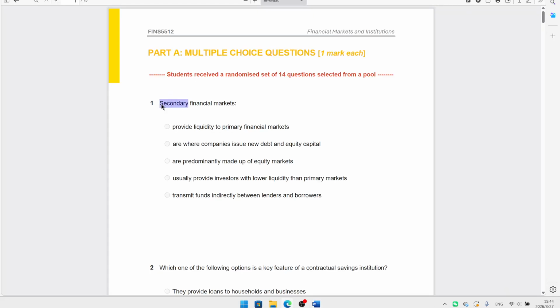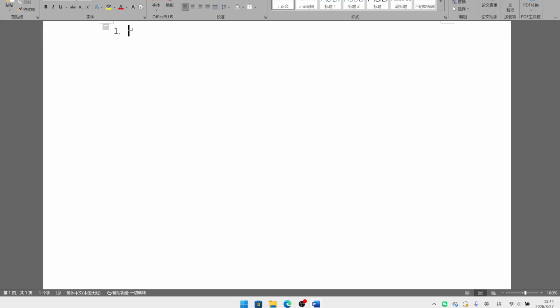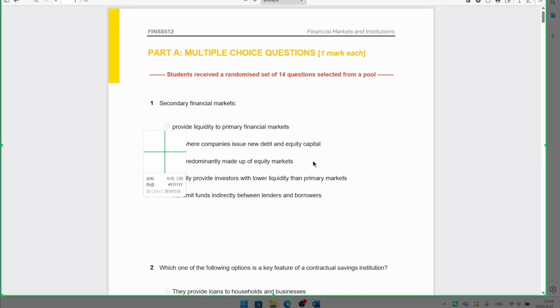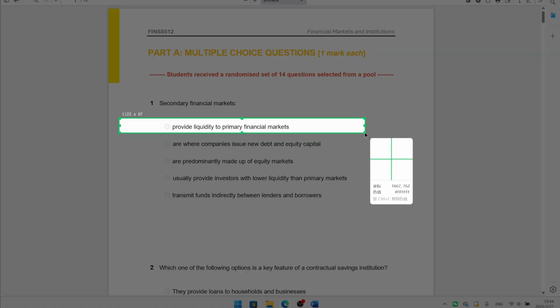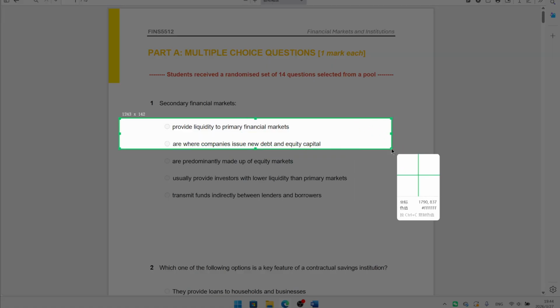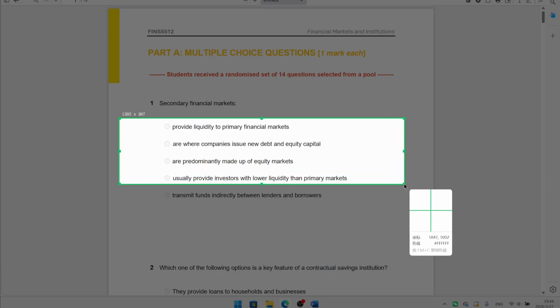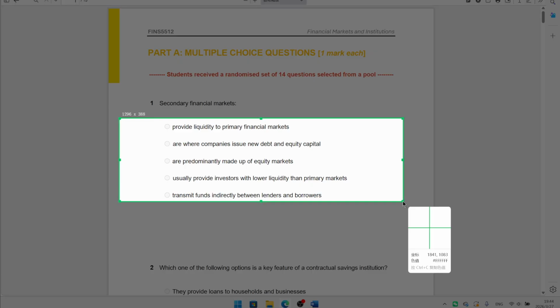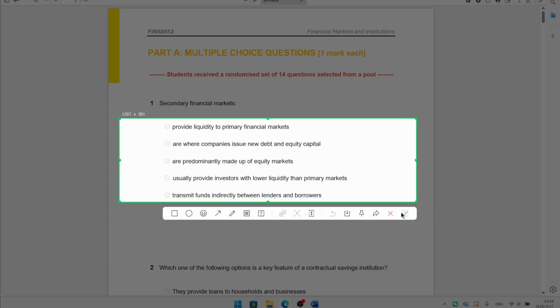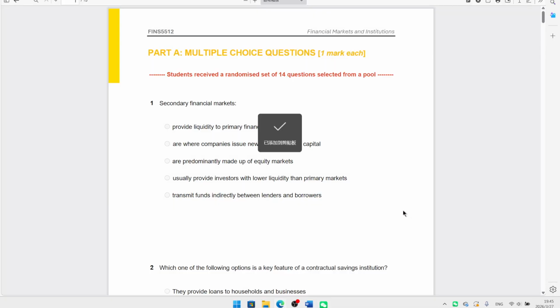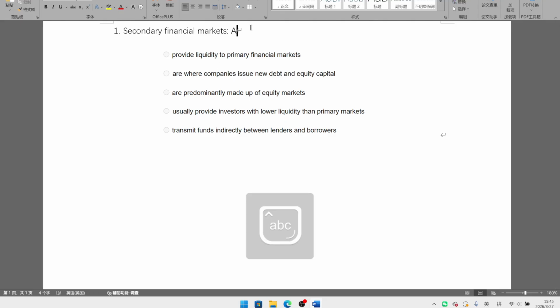So the first one is secondary market. Secondary financial market. Sorry for that. Provide liquidity to primary. No. Where companies issue new debt? No. Predominantly middle equity? No. Usually provide investors with lower liquidity than? No. Transfer funds indirectly between lenders. So I think the first question is A.